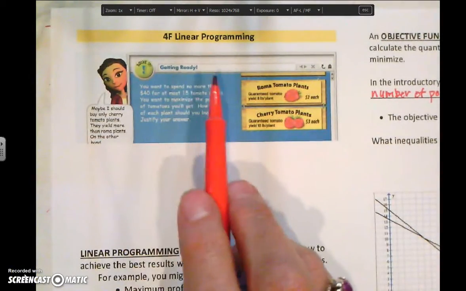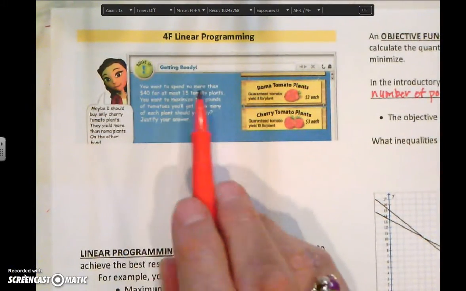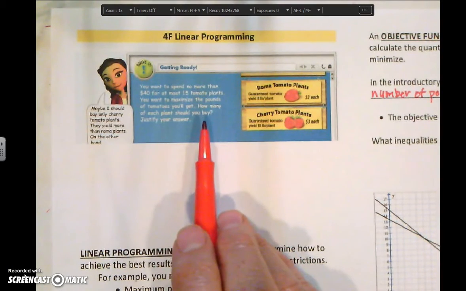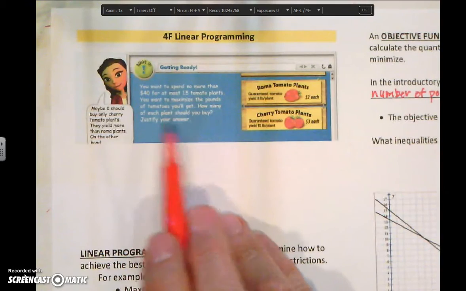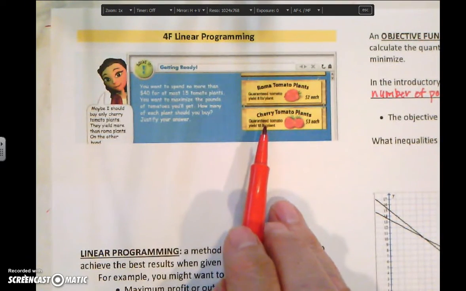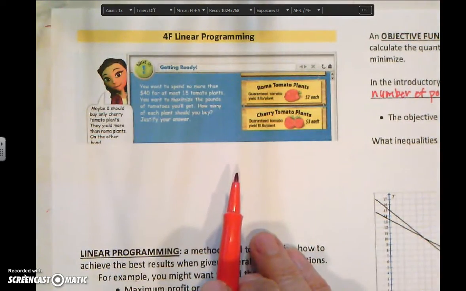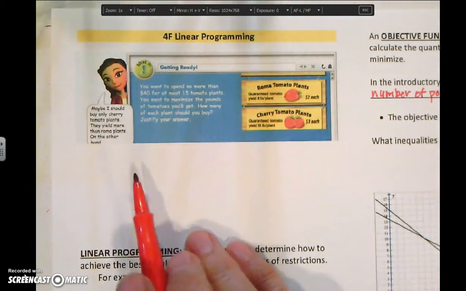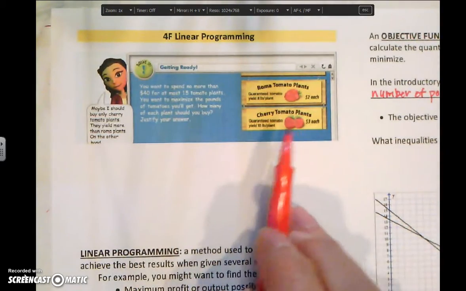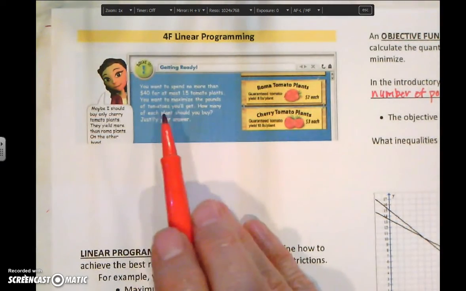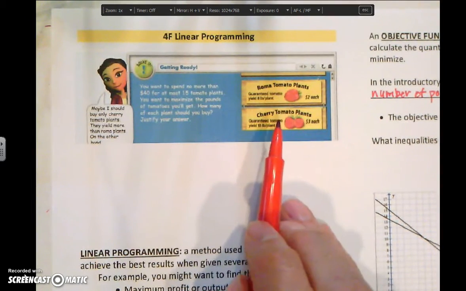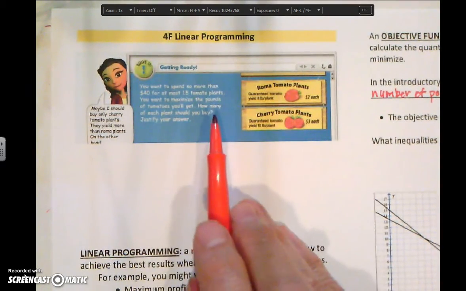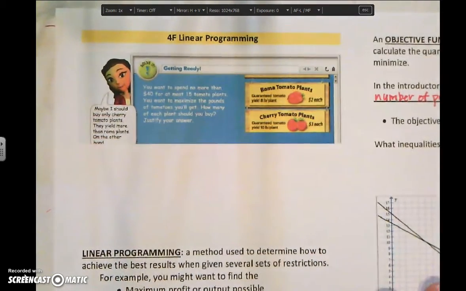Okay, well, hopefully in your last class, you were able to take a look at this problem and, just by trying different combinations, come up with the combination of Roma and cherry tomato plants that gave you the most pounds of tomatoes. And if you haven't, give that a try right now, just by plugging in different things. See if you can calculate the maximum number of pounds of tomatoes that you can come up with. That's going to be important as we go into the rest of our notes.